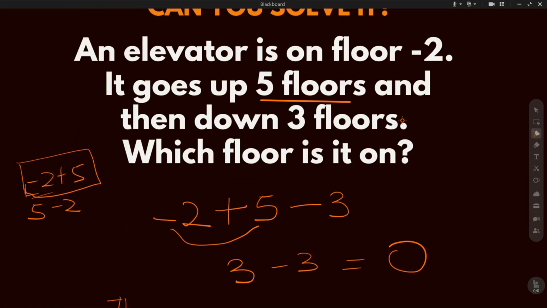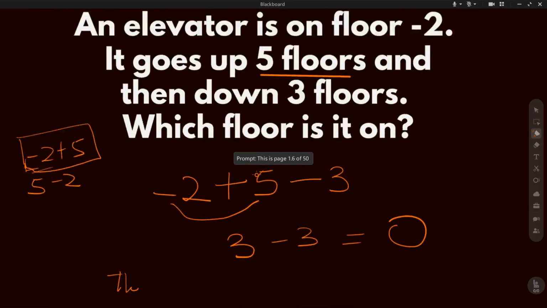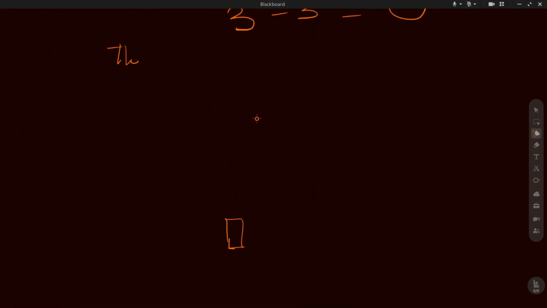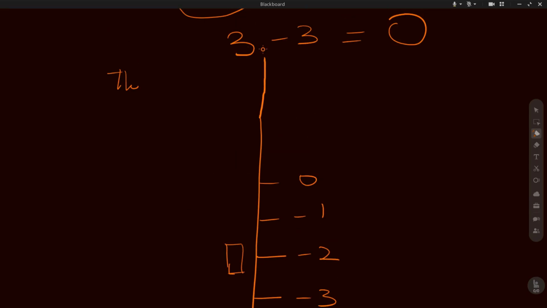So now, how else can we figure it out? I love to use diagrams. So now let's try and use a diagram. Now, this is the elevator. So now the elevator is on -2. Let's draw this line. So this is -2. The elevator is on -2. This is -3. This will be -1. This will be 0. This will be 1, 2, 3, and so on.